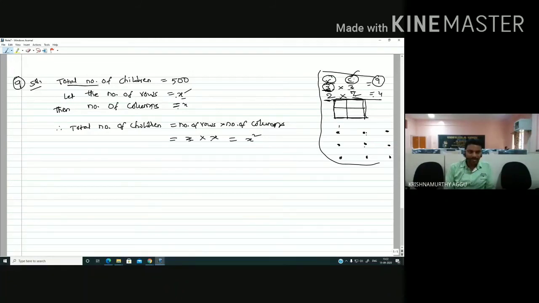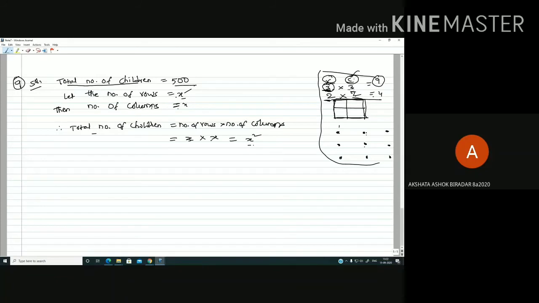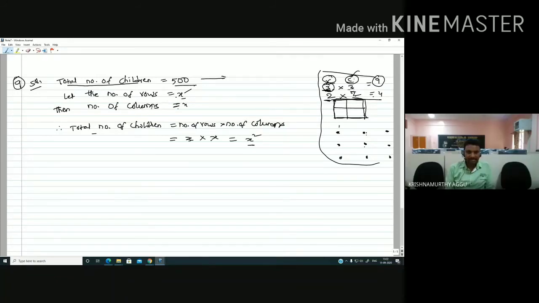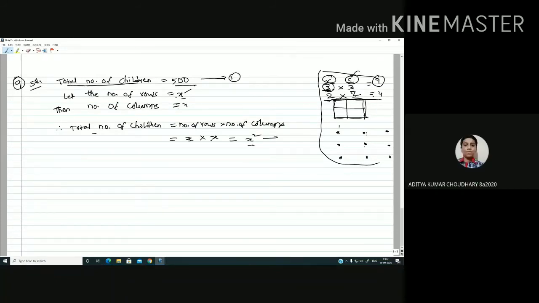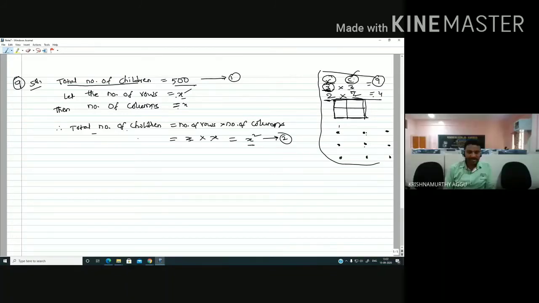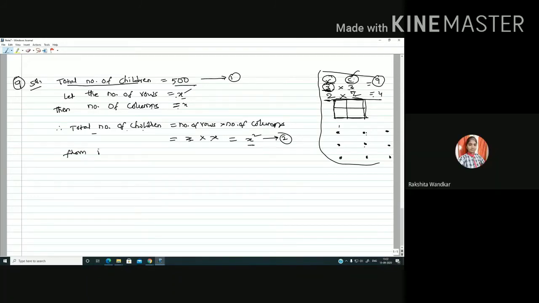You observe here total number of children is equal to 500. Here also total number of children equal to X square. Say this one as first equation and this one as second equation. In X term total number of children is what? 500.